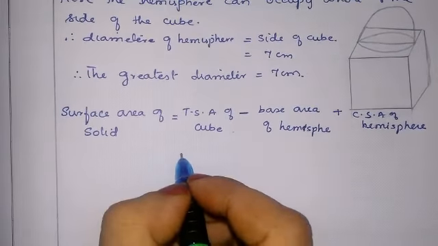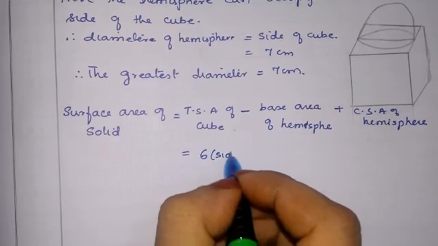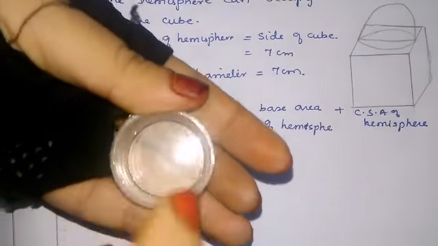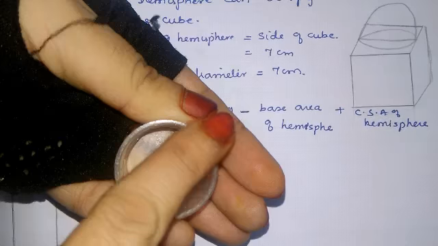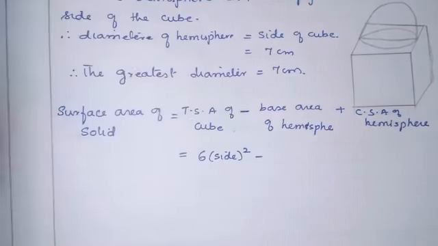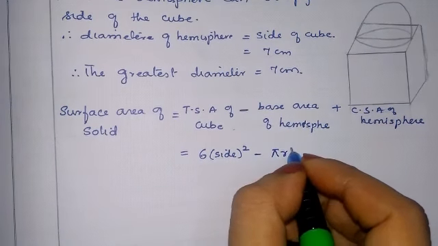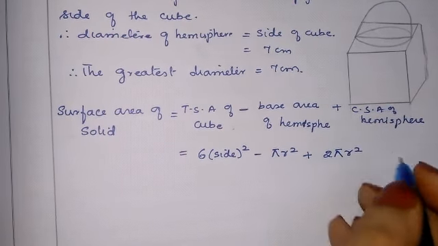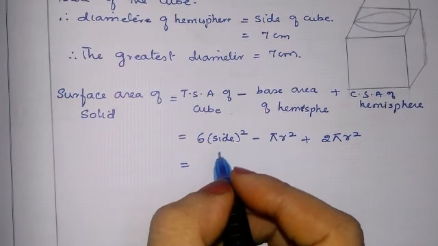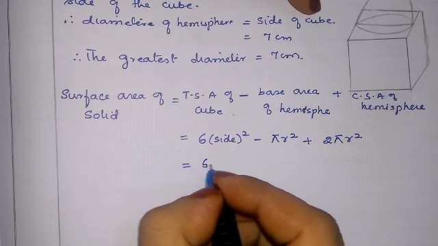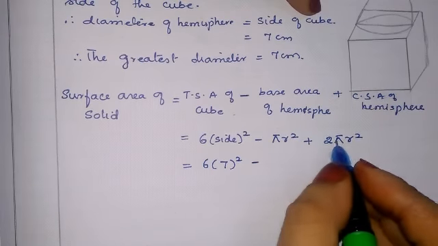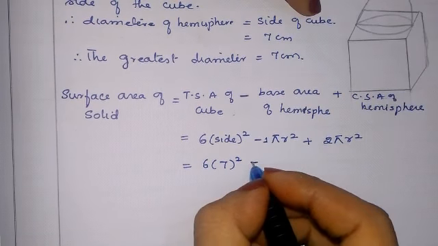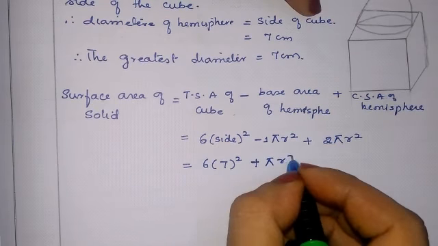Now TSA of cube is 6 side square. 6 into side square minus base area of hemisphere. The base area of hemisphere is a circle, and the area of a circle is pi r square, plus CSA of hemisphere, which is 2 pi r square. We should know the formula well. 6 side square, given side of cube is 7 cm, so 6 into 7 square, minus pi r square plus 2 pi r square. From 2 pi r square, if we remove 1 pi r square, the greater number is plus, so plus pi r square.